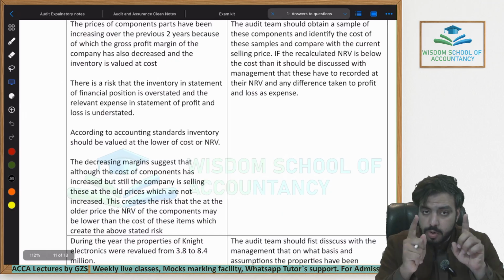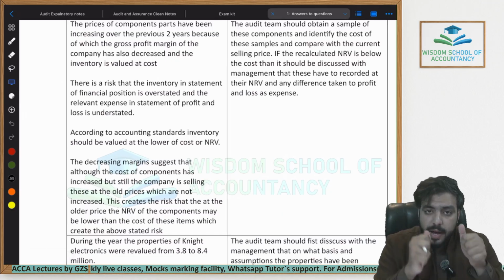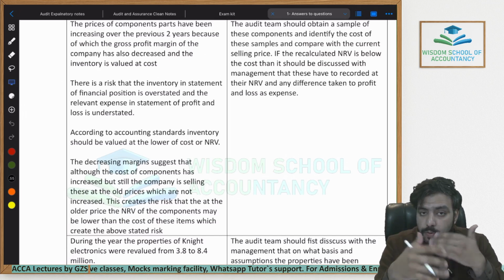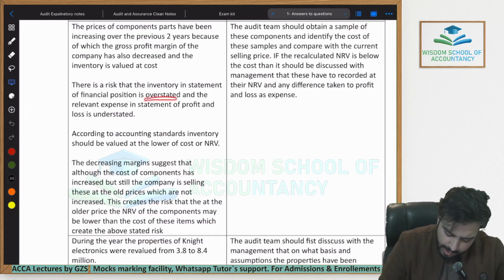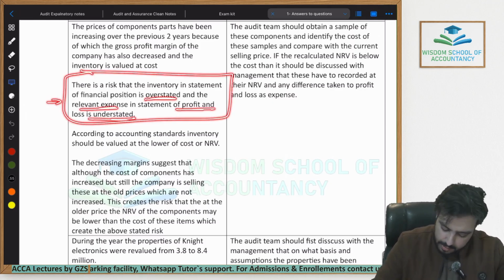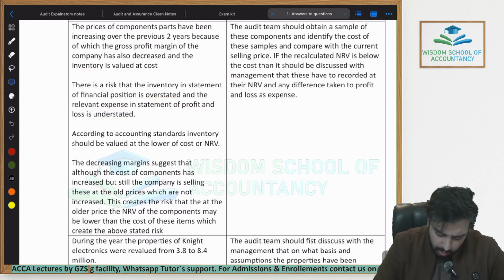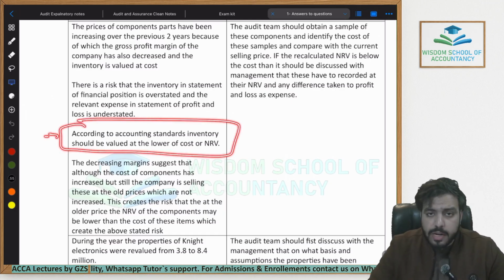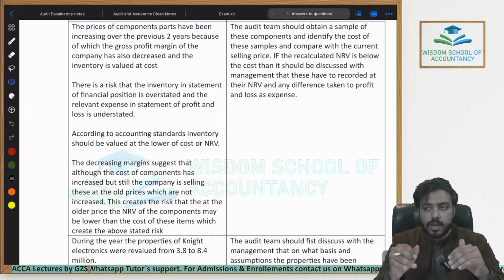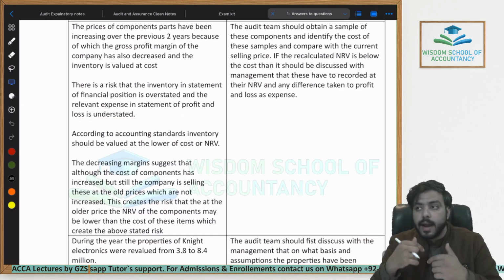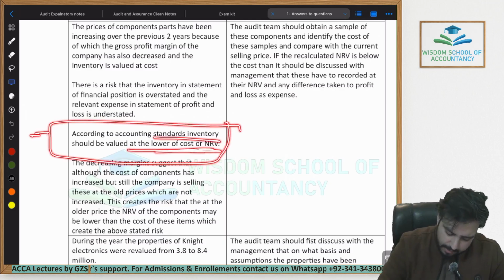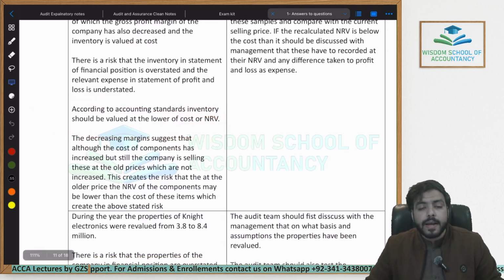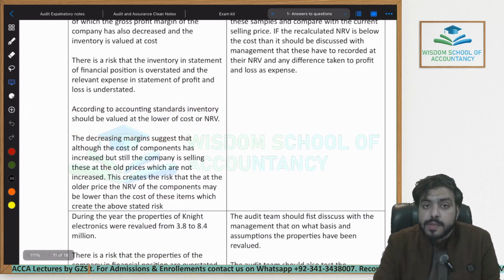In paragraph number 2, we always explain what financial line items are at the risk of over or understatement. Here the inventory is at the risk of overstatement and the relevant expense is at the risk of understatement. It is written down here within paragraph number 2. In paragraph number 3, we always mention what is the correct accounting treatment related to this situation. The correct accounting treatment is that inventory should be valued at the lower of cost or NRV, which is written in paragraph number 3.